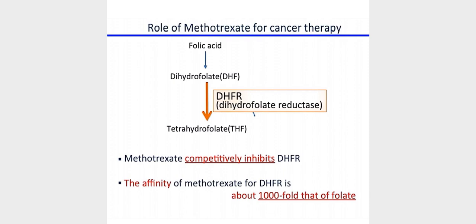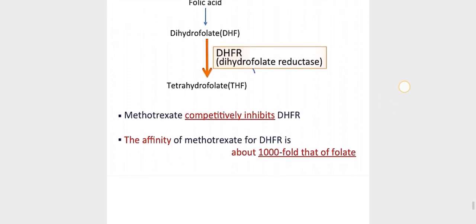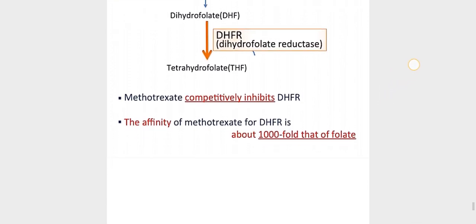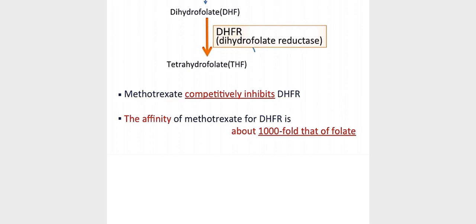Then role of methotrexate for cancer therapy. Folic acid, dihydrofolate or DHF. DHFR, dihydrofolate reductase, tetrahydrofolate. Methotrexate completely inhibits DHFR. The affinity of methotrexate for DHFR is about 1000-fold that of folate.